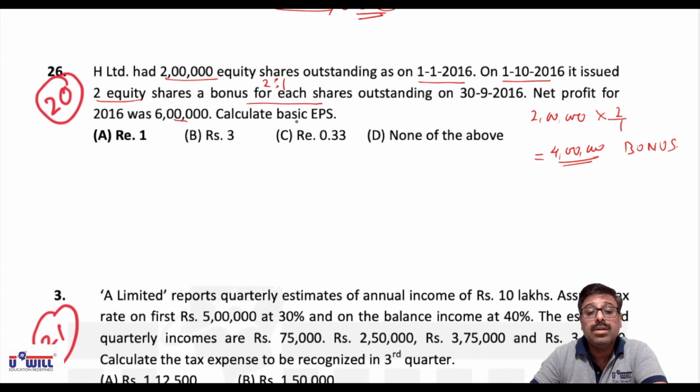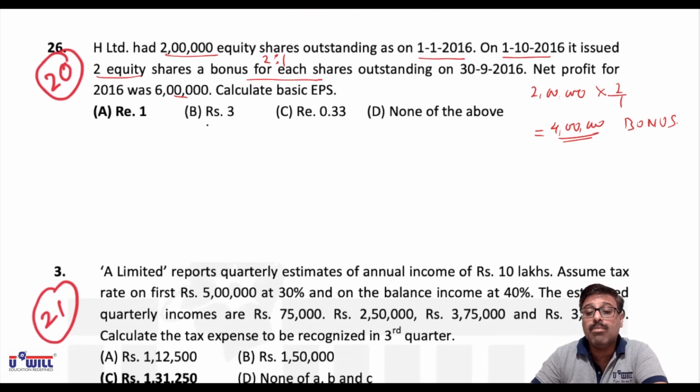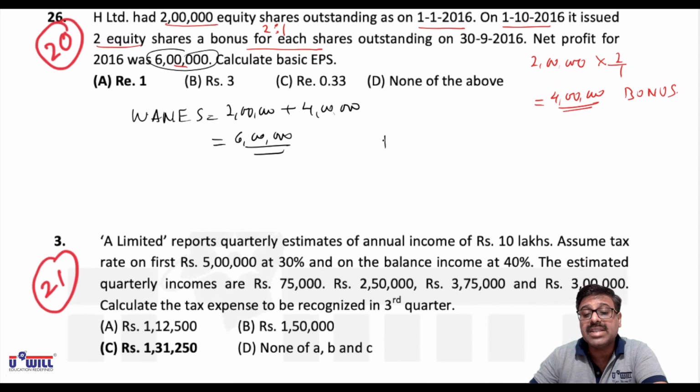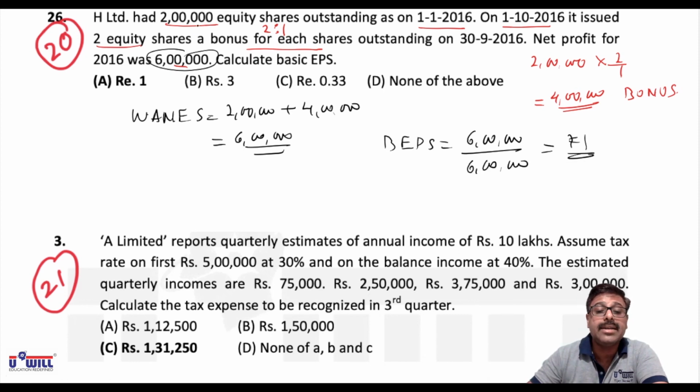First of all, the weighted average shares will become, I told you that bonus will be included from the earliest period reported. So it will become 2 lakhs plus 4 lakhs, 6 lakhs. The 4 lakhs will be included from the beginning of the year. So the entire 6 lakhs will be included from the beginning of the year into 12 by 12. No need to make the table. And net profits are also 6 lakhs. So basic EPS will be profits attributable to equity shareholders 6 lakhs divided by weighted shares including bonus shares, 6 lakhs. So rupees 1. So option A is the correct answer.